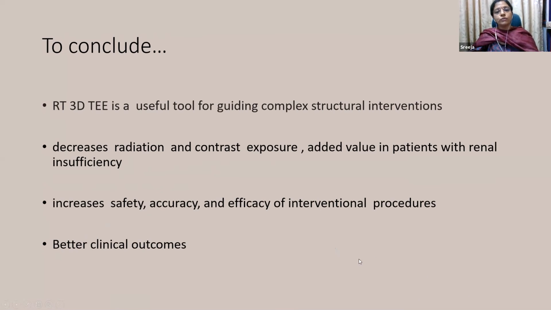To conclude, it's a useful tool for guiding complex structural interventions. It helps to decrease the radiation and contrast exposure, and has added value in patients with renal insufficiency. It increases the safety, accuracy, and efficacy of interventional procedures, which ultimately translates into better clinical outcomes.